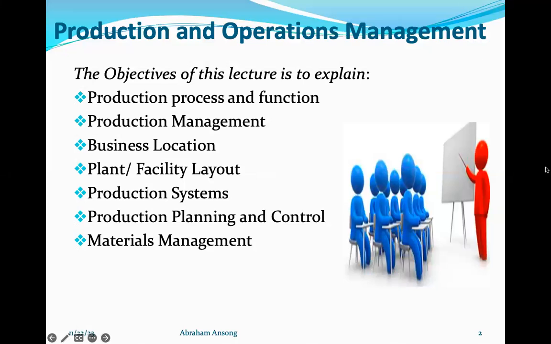So we'll be looking at these study objectives this morning. We'll be looking at the meaning of production, then the process and functions, and the production management. We're looking at production management itself. We'll be looking at the factors to consider when you want to locate your business. We'll be looking at the explanations for plant or facility layout. We're looking at production systems, production planning and control, and then materials management.